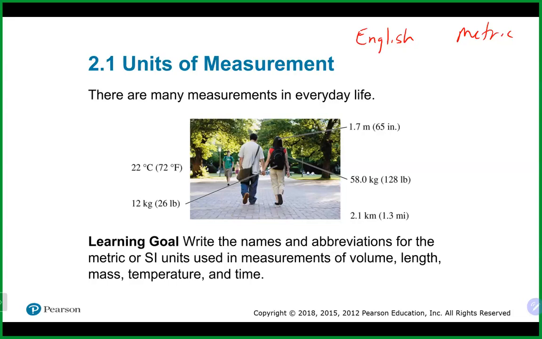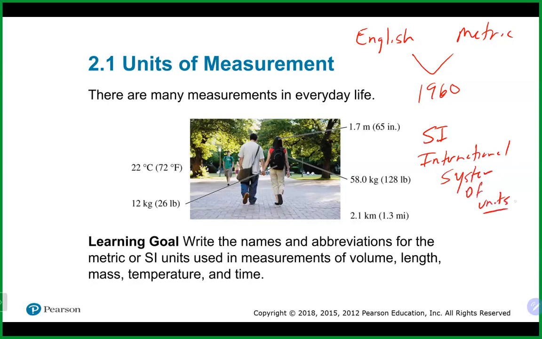So believe it or not, in like 1960 or so, they had a nice conference on weights and measures. Sounds like fun. But what came out of it was a standardized system of units, for sciences and chemistry, for example. So a lot of times in chemistry, you'll hear the SI unit. And the SI unit is really the International System of Units. For all intents and purposes, it's the metric system.